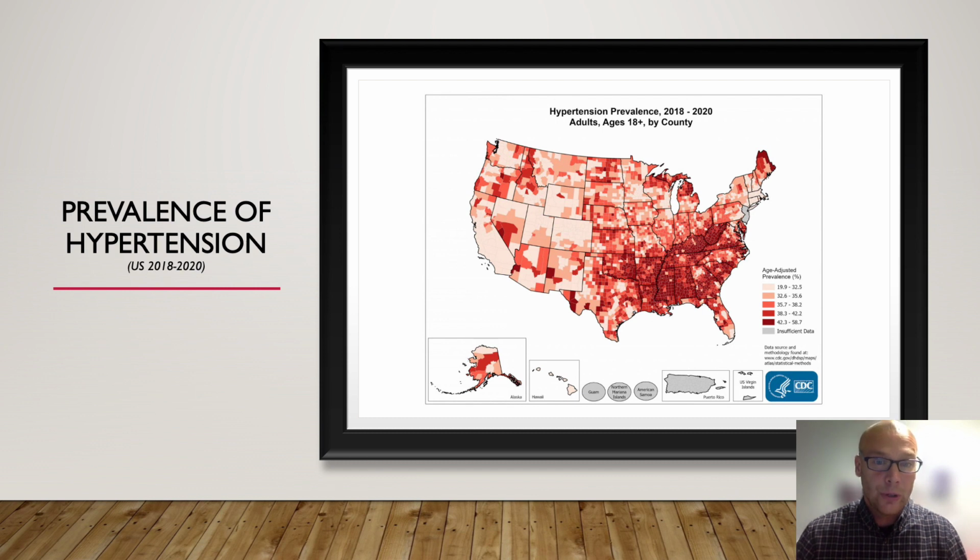These are adults 18 and older. This is a little bit older of a prevalence map, 2018 to 2020. However, I haven't found anything as recent as this for a map, but I imagine that a lot of the standards are the same at this point.